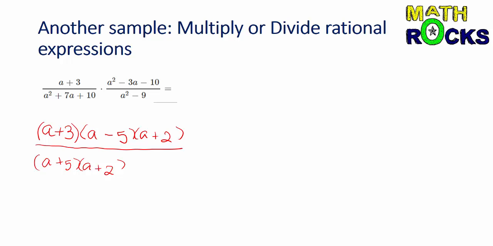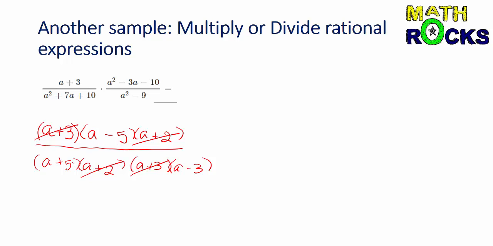Now if we take a look at the a squared minus 9, that's a difference of squares. So let's go ahead and factor that one out. a squared minus 9 is a plus 3 times a minus 3. Now we start matching up our numerators and denominators. Here I have an a plus 3 in the numerator that matches with an a plus 3 in the denominator. Here is an a plus 2 in the numerator and an a plus 2 in the denominator.